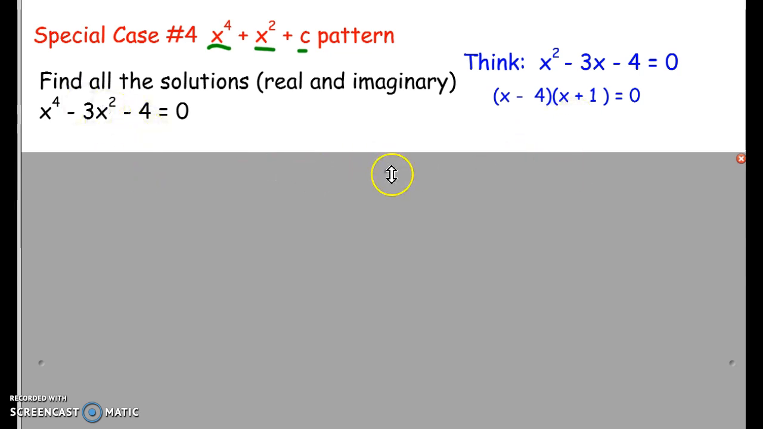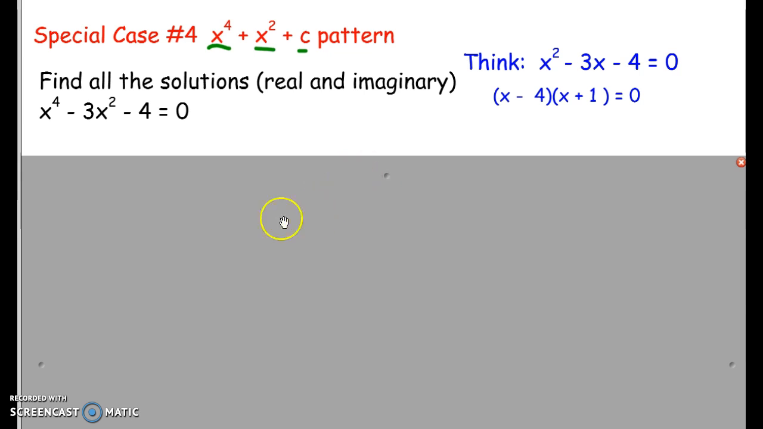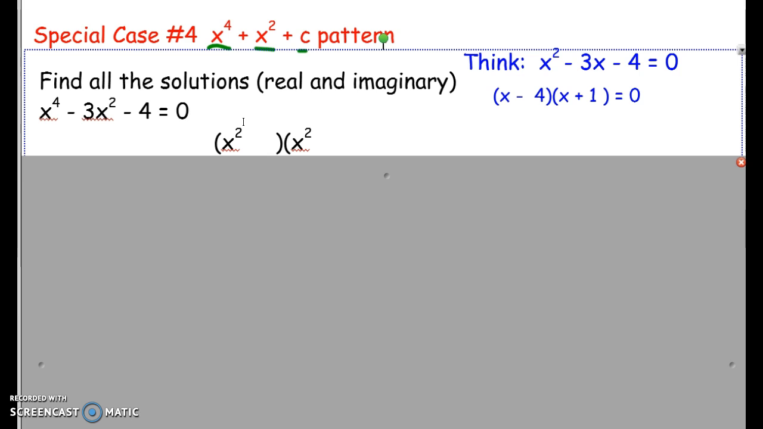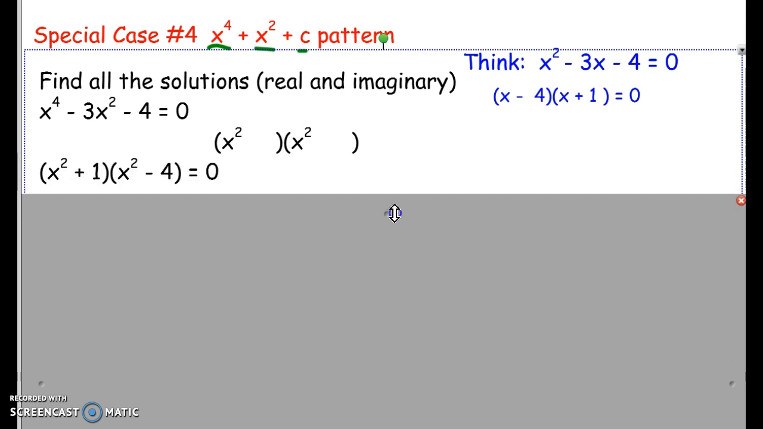So that factors apart into (x - 4)(x + 1). The case over here, our new case, is almost exactly the same thing. The only difference is when we set up our little factors: on the right-hand side it was x and x, and now we're going to have x squared and x squared. I'm going to type this out here quick. This case factors with an x squared in the first factor and an x squared in the second, and that gets us the x to the fourth. Then all we have to do is find the two numbers that multiply to -4 and add up to -3. It's actually the same numbers as before: +1 and -4.